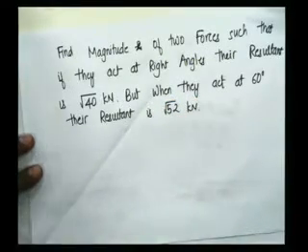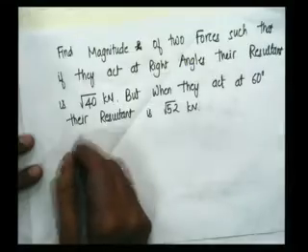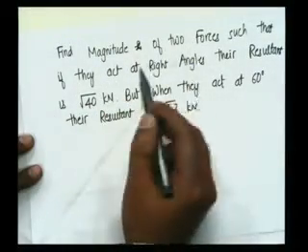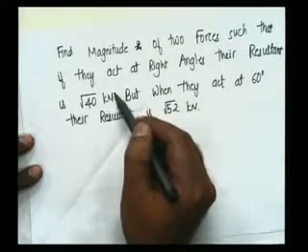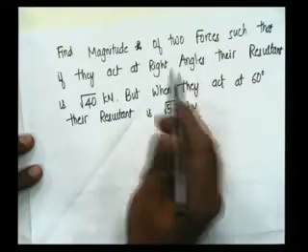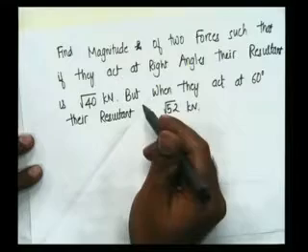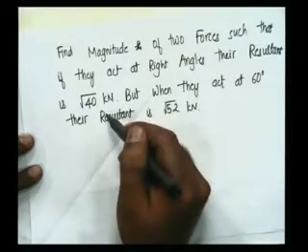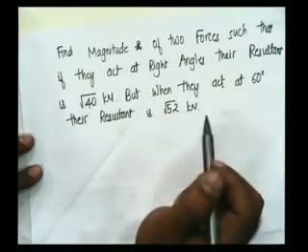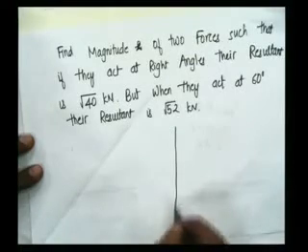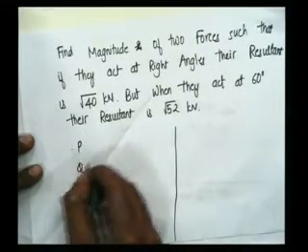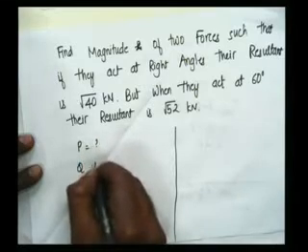Now, let us take this force. On analyzing the data given, you have to find the magnitude of two forces such that when they act at right angles, that is when the angle between these two forces is 90 degree, the resultant would be equal to under root 40 kilonewton, but when they act at 60 degree, the resultant is under root 52 kilonewton. So we are having the two cases here. Let us say the two forces are P and Q. We have to find the value of P and Q.